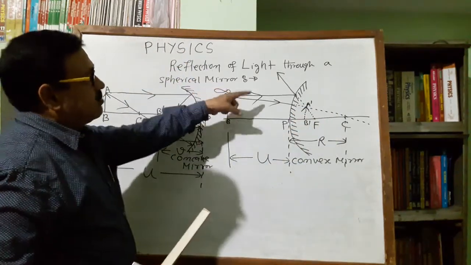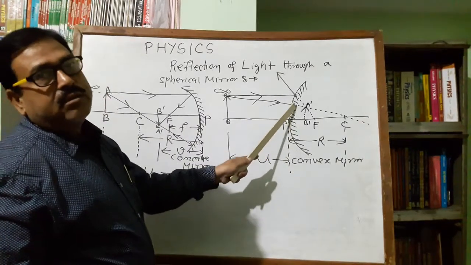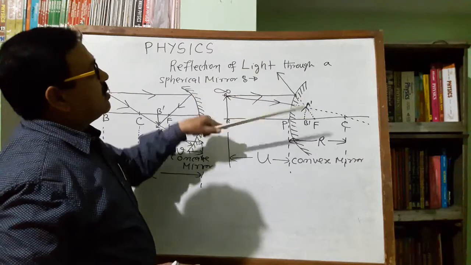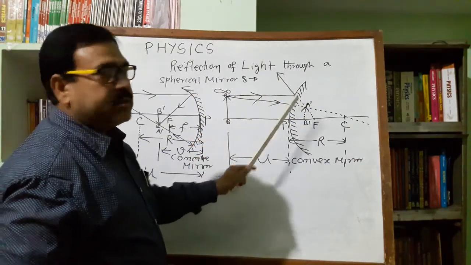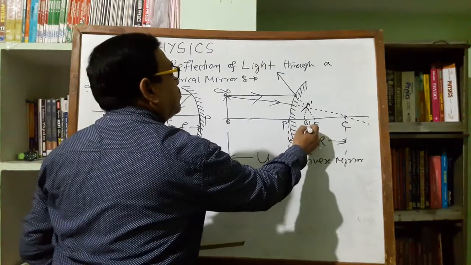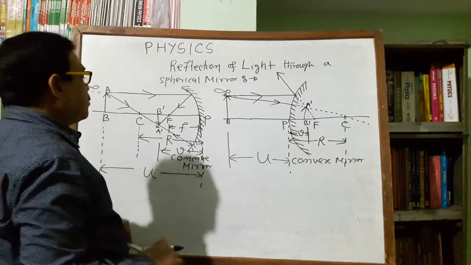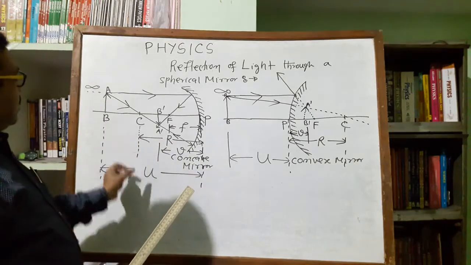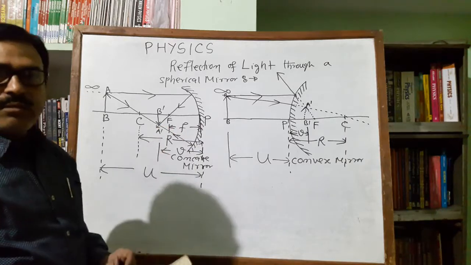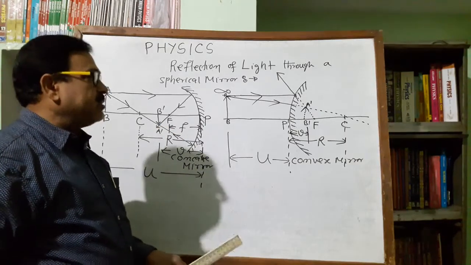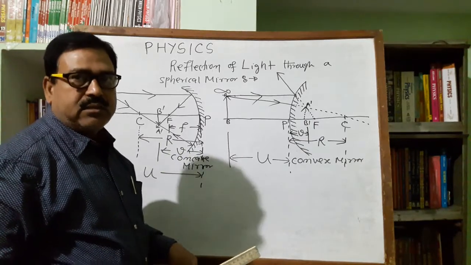The convex mirror forms a virtual, erect image just above the principal axis. A dash B dash is the virtual image, and it is formed behind the mirror. We can easily decide the object distance, measured from the pole. So in both kinds of mirror we have seen the object distance, image distance, focal length, and radius of curvature. These four terms are very important for the spherical mirror, and now we will decide the sign convention.